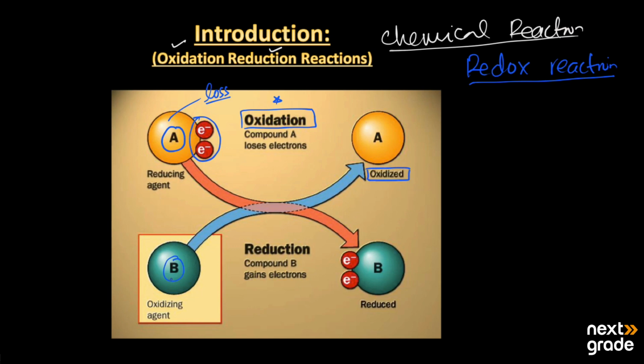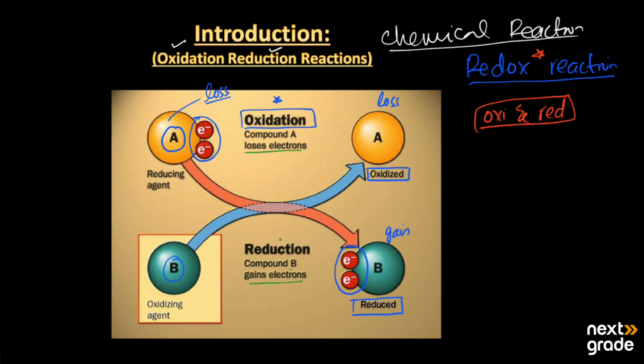But on the other hand, here we have a substance B that has the ability to accept or gain electrons. By gaining the electrons, it reduces itself. So a chemical reaction in which there is oxidation and reduction is known as a redox reaction. Here compound A loses the electrons and compound B gains the electrons.